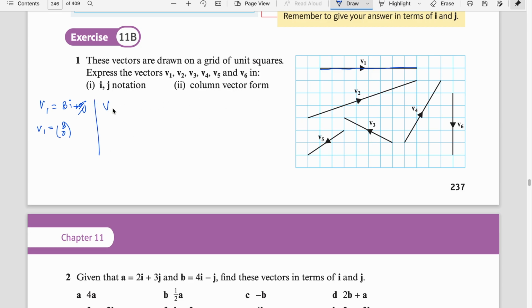Let's see v2. If you count from start till end, first the x part, that is 3, 6, 9, and 3. So this is 9i in the positive x-axis direction and 3j upwards, and in the form of a column vector this will become (9, 3).